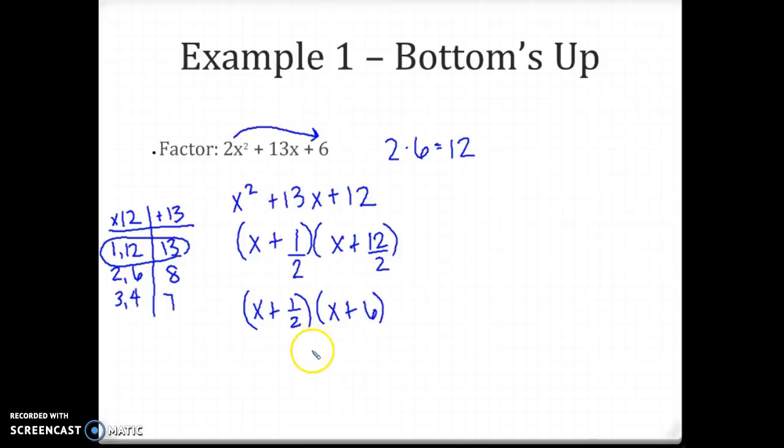So in order to avoid having the fraction, we're going to apply bottoms up. I'm going to take whatever's on the bottom and move it up in front of my x. So in this case, it's going to become 2x plus 1 and x plus 6. This 2x and x is what's going to multiply to get me to that 2x squared in the very beginning.